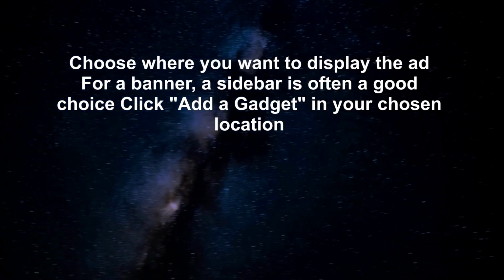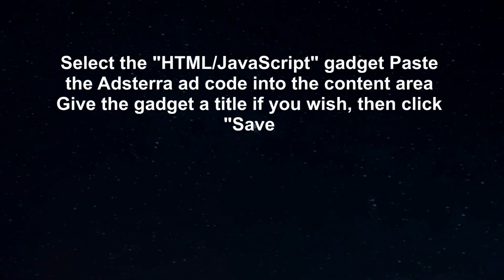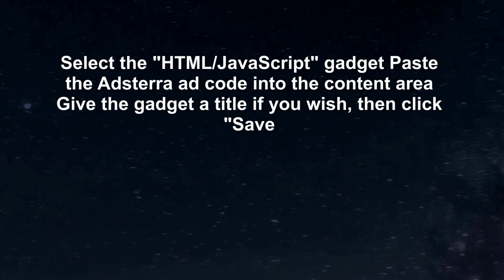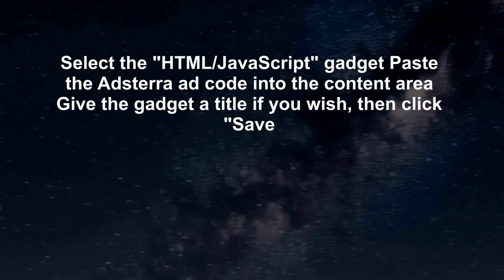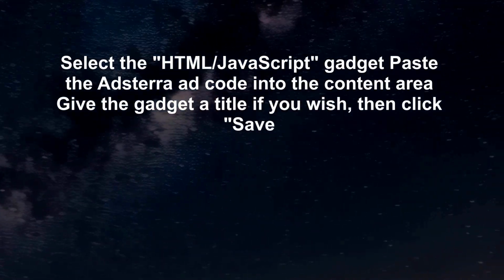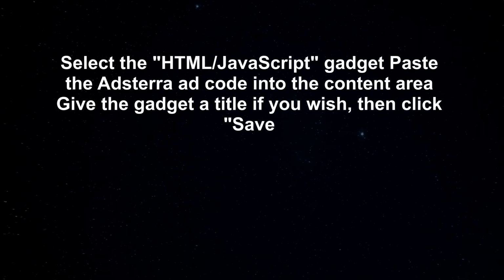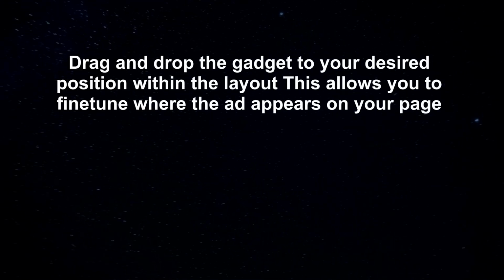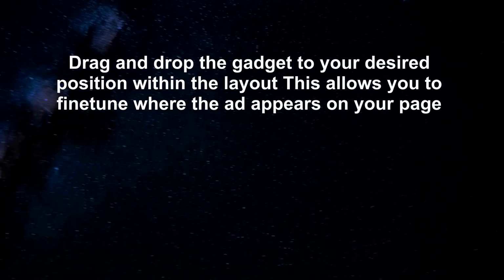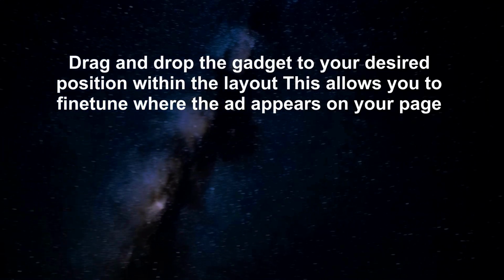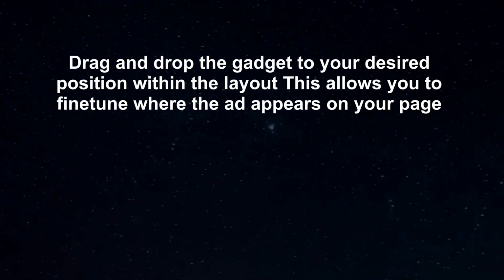Click Add a Gadget in your chosen location. Select the HTML, JavaScript gadget. Paste the Adsterra ad code into the content area. Give the gadget a title if you wish. Then click Save. Drag and drop the gadget to your desired position within the layout. This allows you to fine-tune where the ad appears on your page.